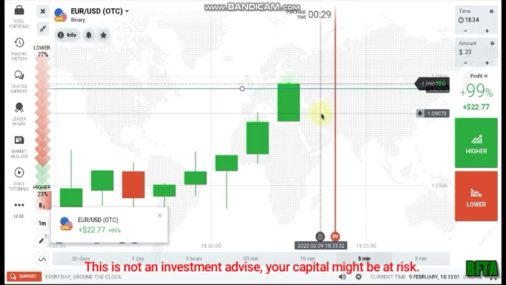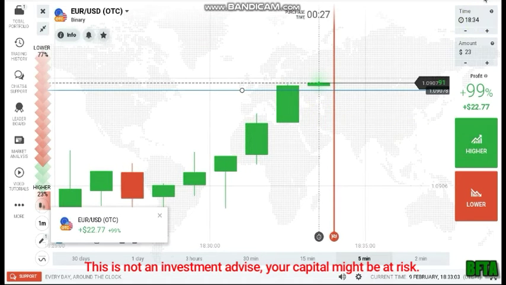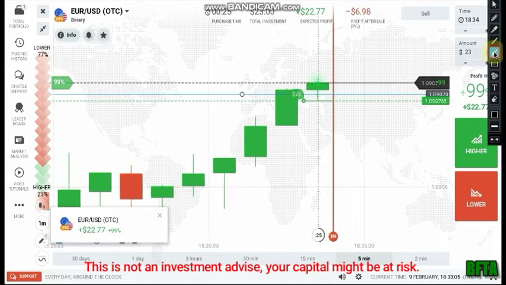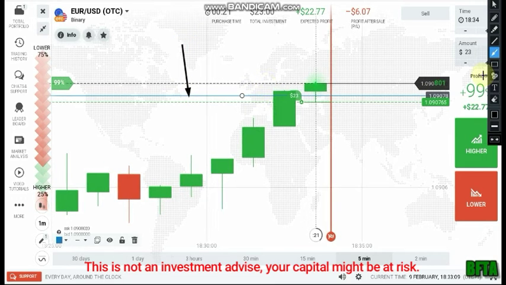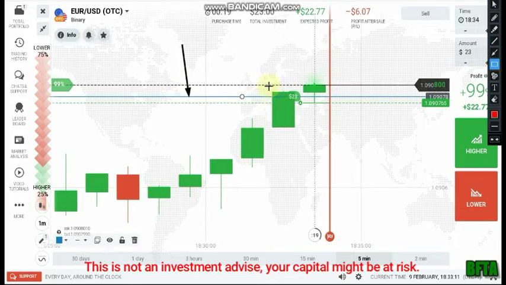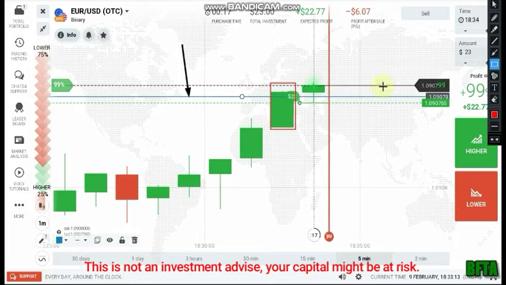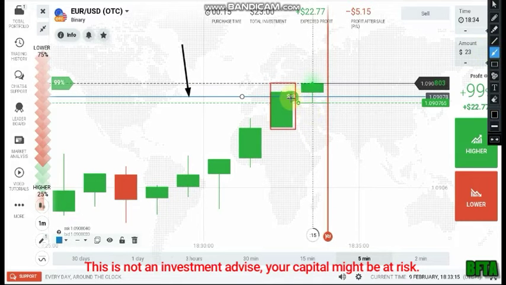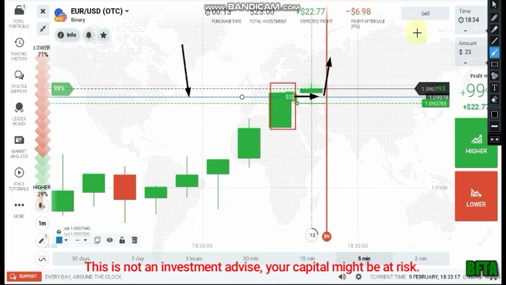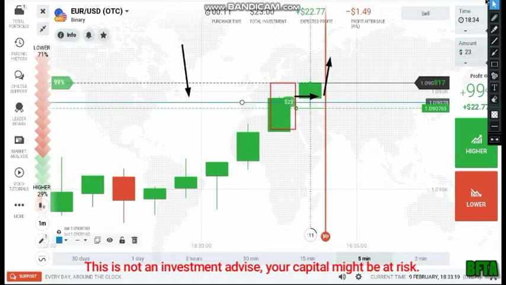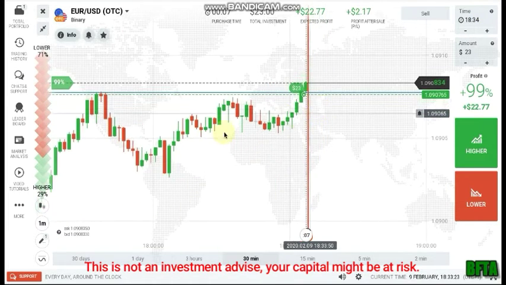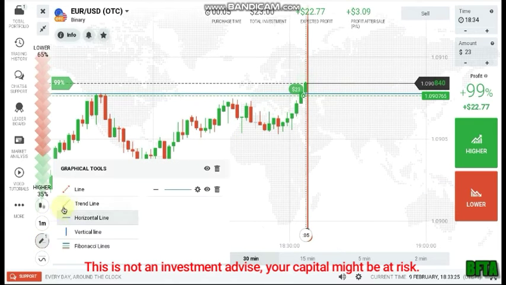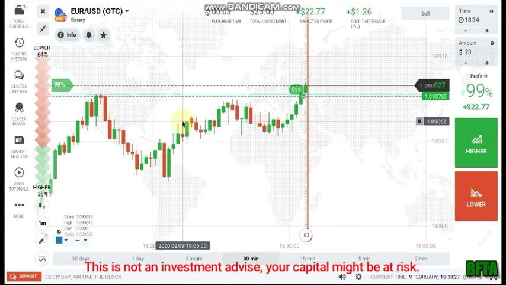So I'm going to place a call option. I place here a call option because I can see buyers from this level and a strong bullish candle. It means the next candle will go more up from this level because it broke the seller's area. Let me see if I can find a seller's entry.